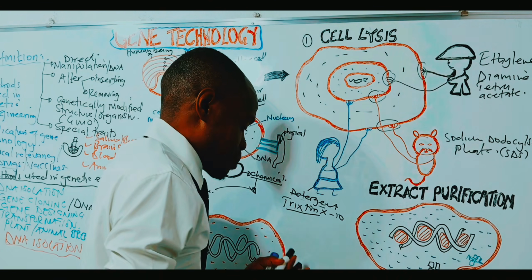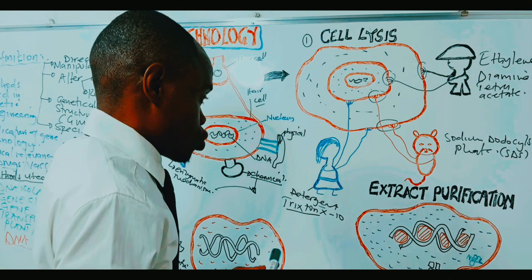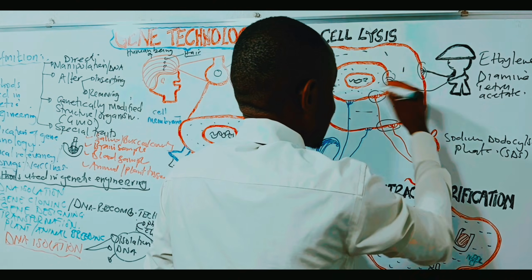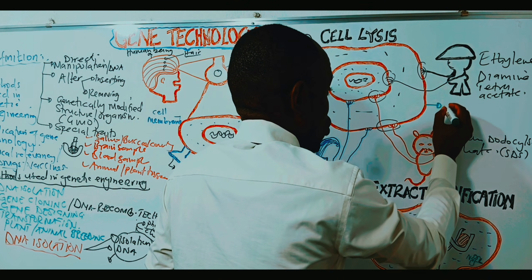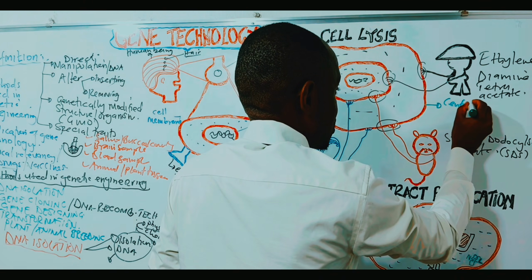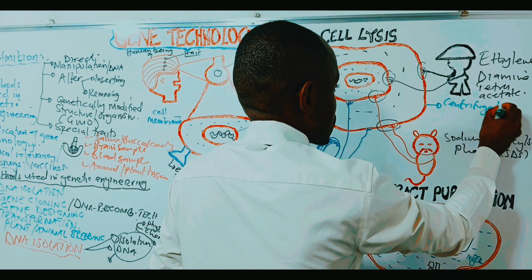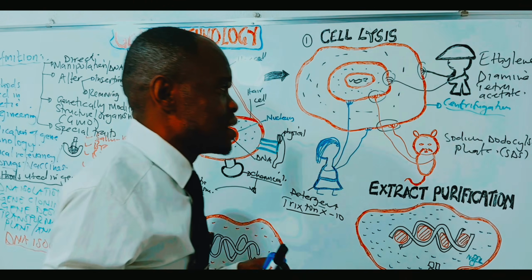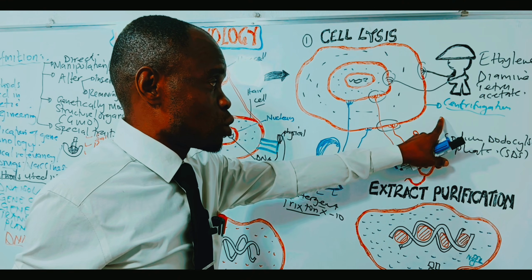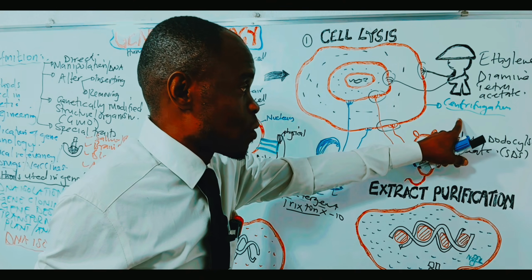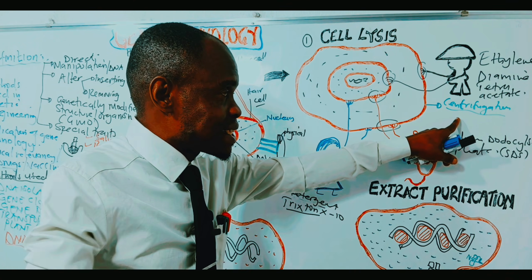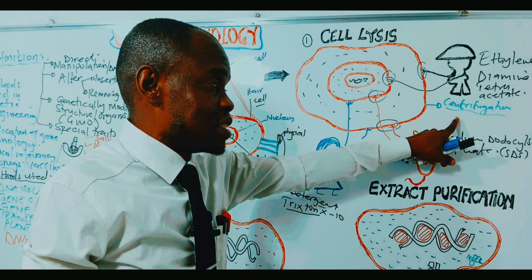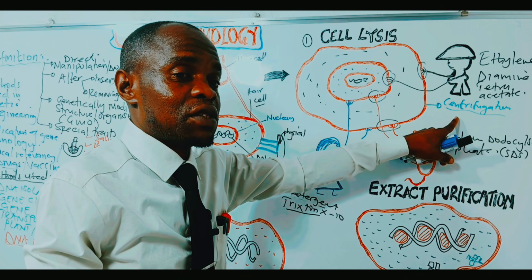we're going to first do something called centrifugation. After breaking the components here, we shall do centrifugation. What is centrifugation, members? This is the application of the force, the centrifugal force, that allows the materials to move at a high speed so they can separate themselves.